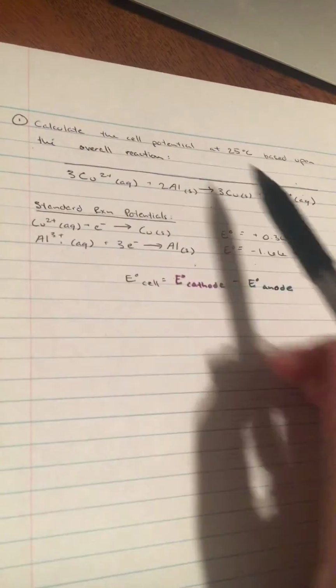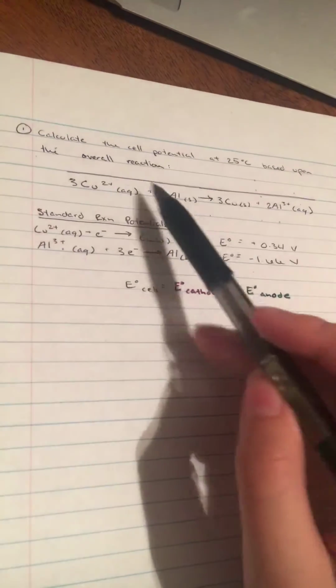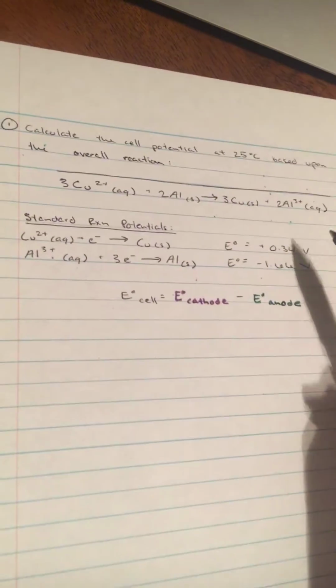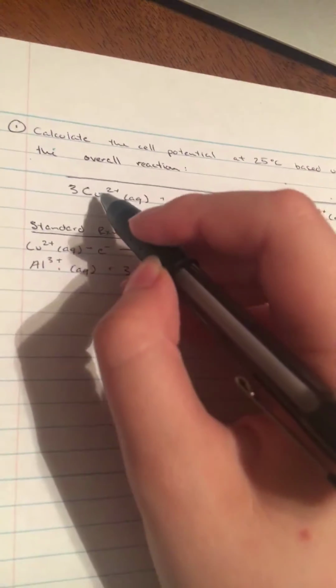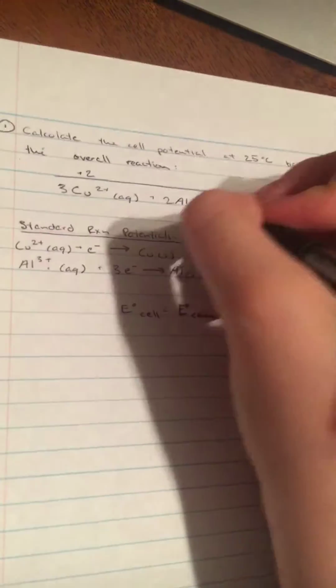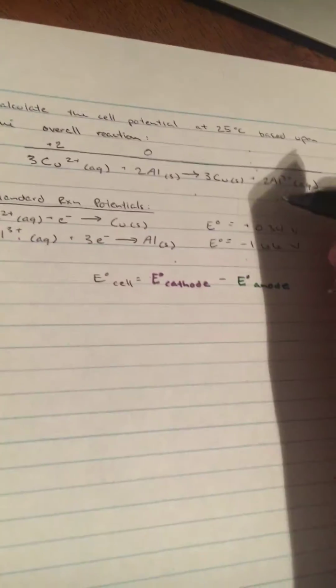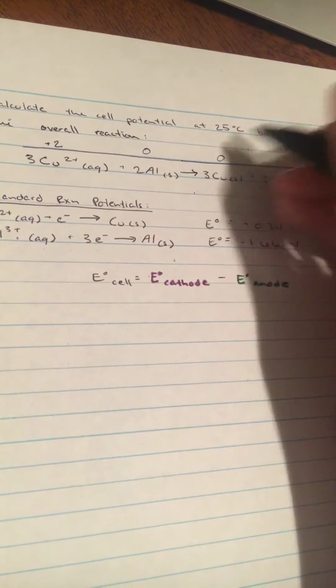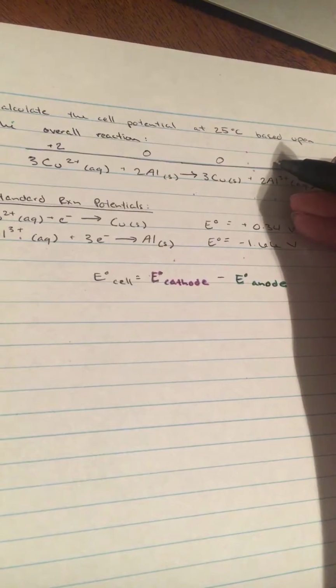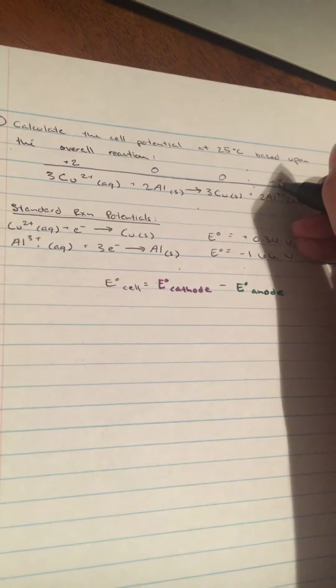Your first step is going to want to identify what's being reduced and what's being oxidized. So first we're going to do the oxidation numbers. For this one, I see that it's +2. For this one, there's nothing here, so that's a 0. For this one, it's also going to be 0. And for this, it's going to be +3.